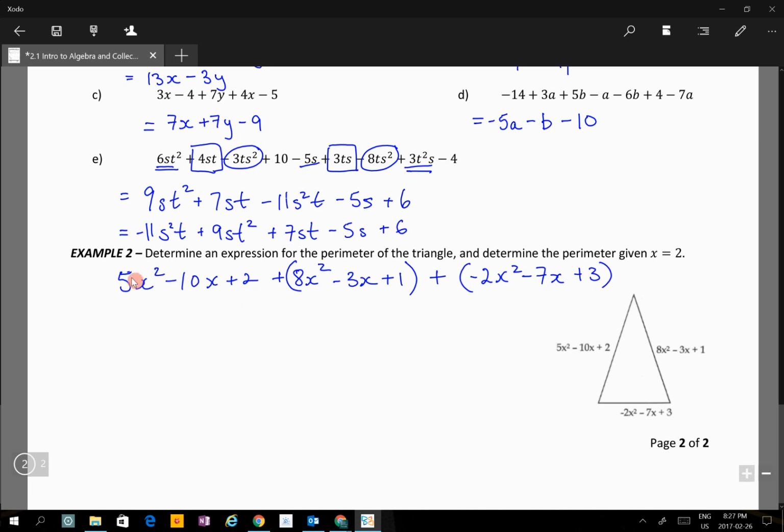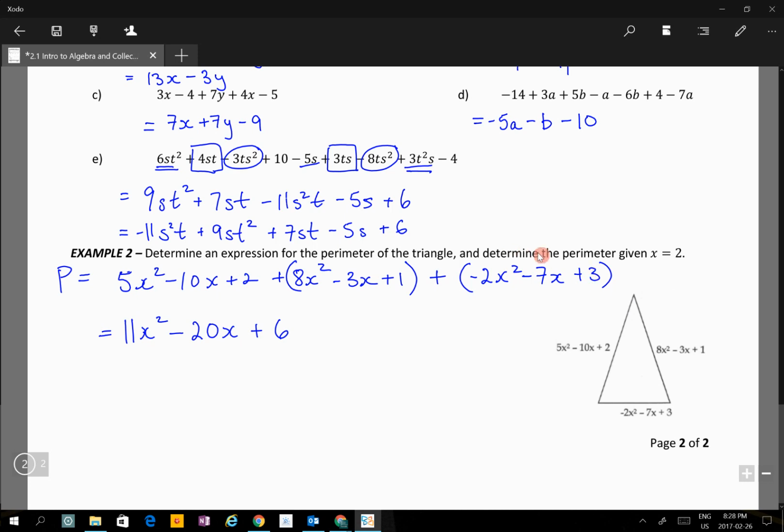Okay, collect your like terms. I have a 5x squared, 8x squared, and a minus 2x squared. Add their coefficients, so 5 plus 8 minus 2 is 11x squared. And we'll express here P is equal to the perimeter. And then I have the x term, so minus 10x, take away 3x, take away 7x, gives me minus 20x. And then my constant term, so 2 plus 1 plus 3 gives me 6, plus 6. So there's my simplified expression for the perimeter of this particular triangle.